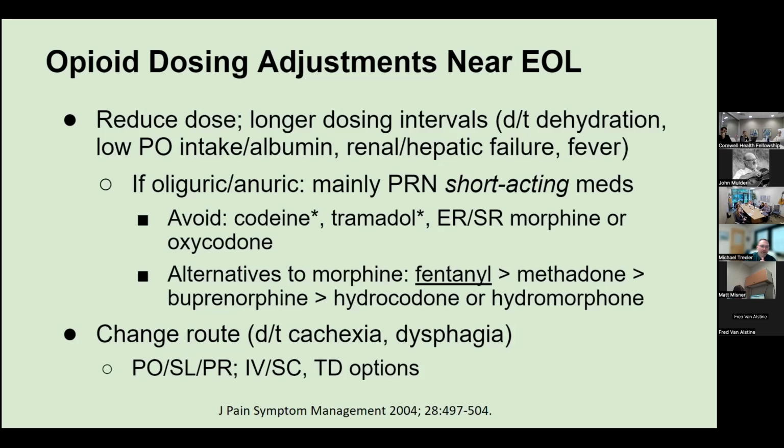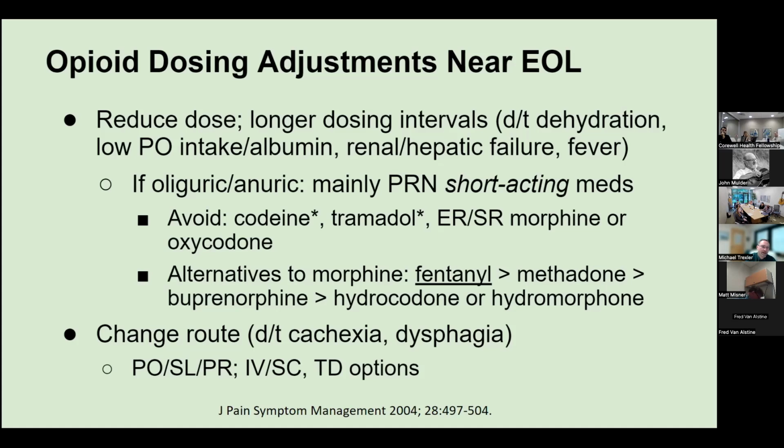Alternatives to morphine: fentanyl is really the preferred one in renal failure because it is not renally cleared. So you can dose it and it doesn't build up or cause myoclonus or neurotoxicity. Methadone can also be used, again probably at a very low dose because it's very potent. Buprenorphine. And then hydrocodone or hydromorphone may also be used, but again, you'll want to reduce the dose by at least 50%, maybe even 75%, depending on how bad their organ failure is.